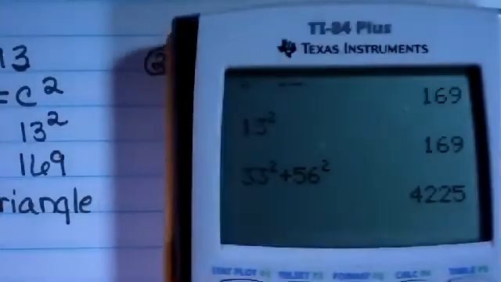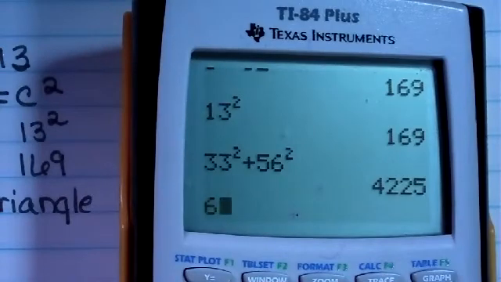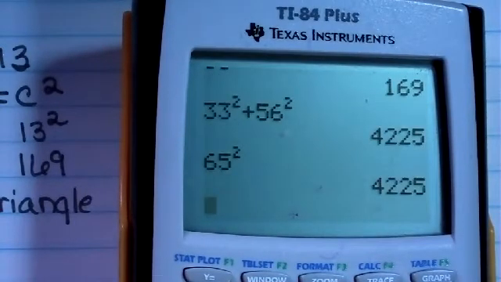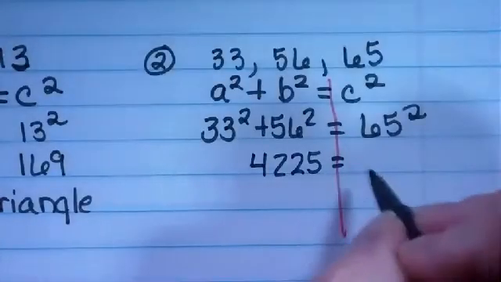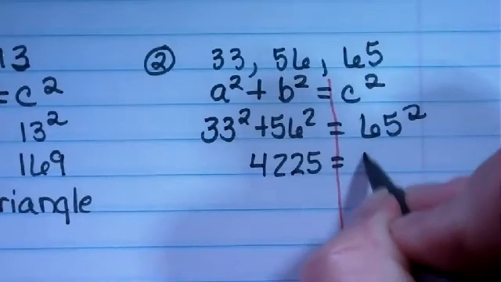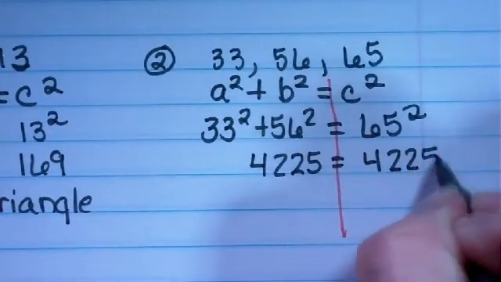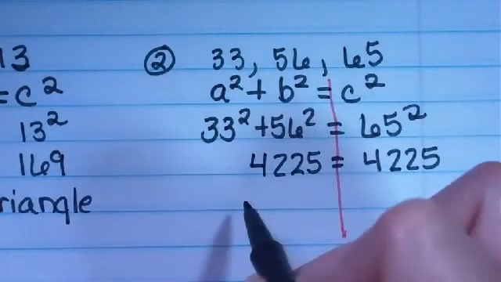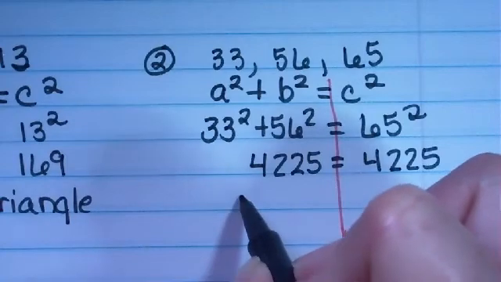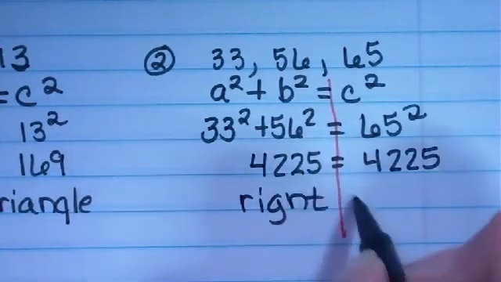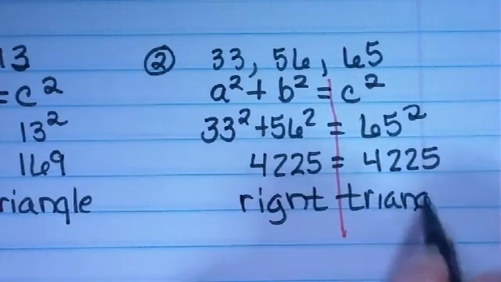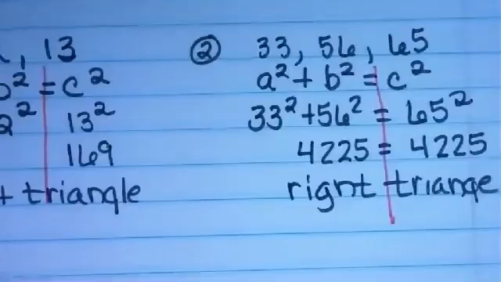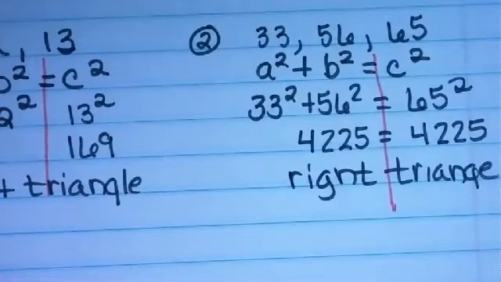So put my calculator back down right here. 65 squared. Oh, look, it's 4,225. So the left side, that A squared plus B squared, came out to be the exact same number as the right side. So since the two sides are equal, I know this is not only just a triangle, but it has to be a right triangle. Now sometimes you may just write the word yes. If it says, is this a triangle or not, you can just say yes or no.